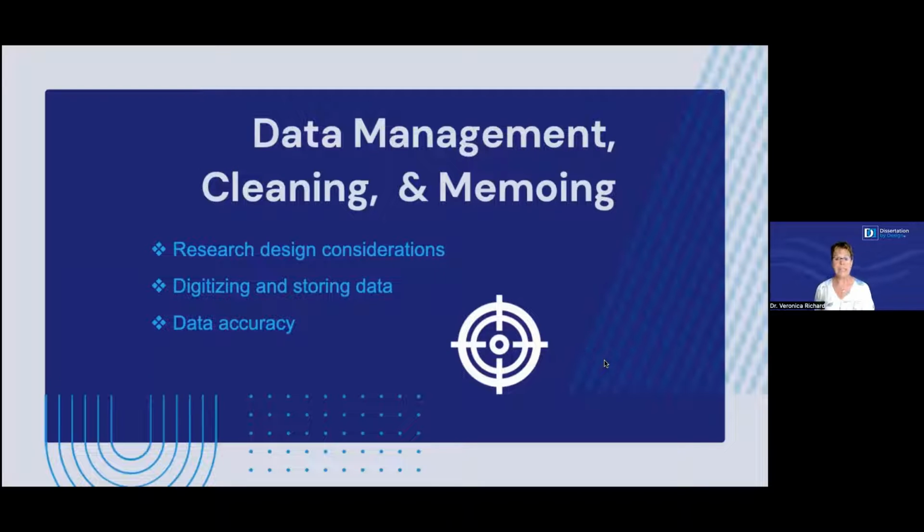So data management, cleaning, and memoing. First of all, I want to share with you the importance of our research design as we start to move into our analysis. That really helps guide us in what we're paying attention to, what data are important, and then how we perhaps manage that data as far as the files that we create. So we'll talk a little bit about that. Second, we'll talk about digitizing and storing the data, and then data accuracy.